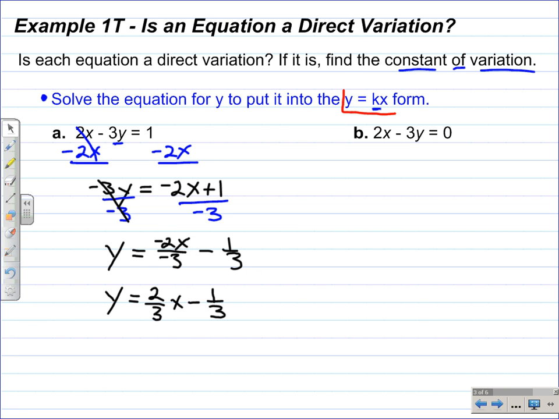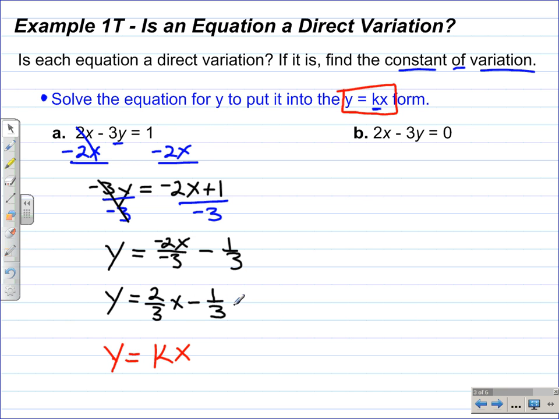Y is equal to k times x. Now, let's compare this equation solved for y. It has a y. It has an equal sign. In the place of the k is a 2/3, there's the x.